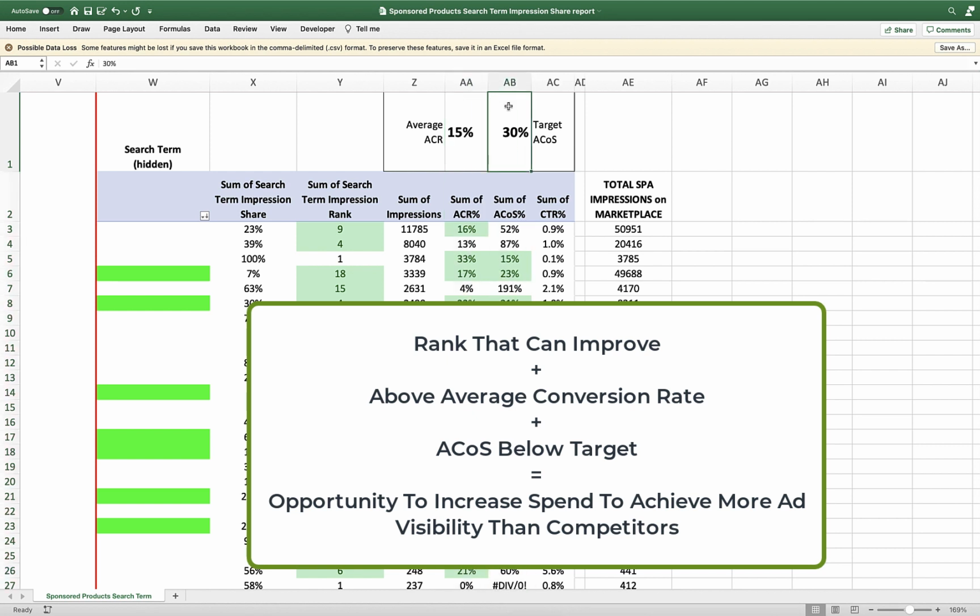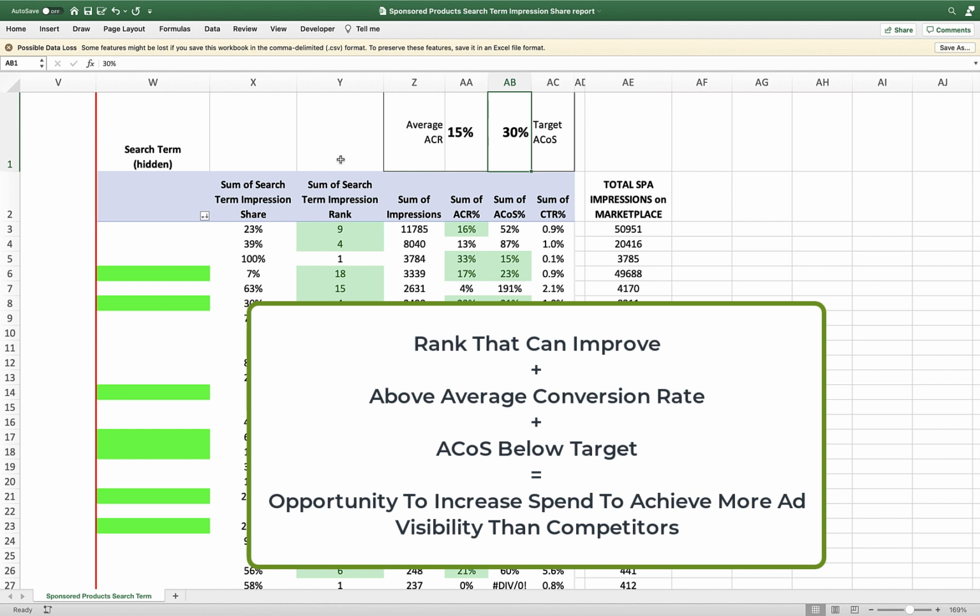Also, my target ACoS for this product is 30%, for instance. That might be a few points below your break even, but anyway, I'm going to set it at 30% in this example. So what I'm looking for also is those search terms that are below that target ACoS, which means they have an above average conversion rate and above average profitability on those ads. I'm also pulling in impressions and click-through rate just to have some additional information there.